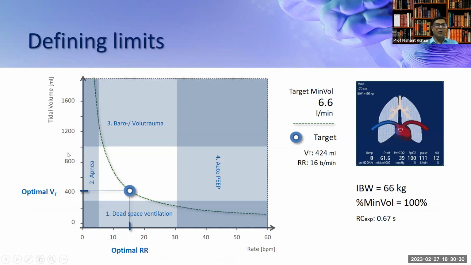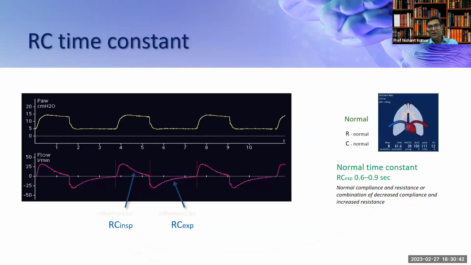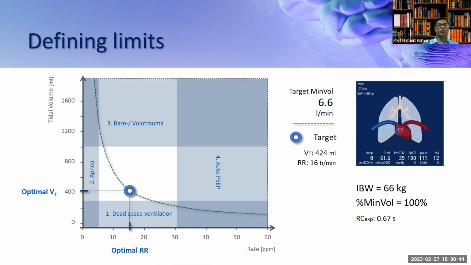So how does it define the limits? As I said, it calculates the expiratory RC, and 0.6 to 0.9 seconds are the limits that we had shown here. 0.6 to 0.9 seconds is the goal, right? If the cursor goes in this region, this will be dead space ventilation. If it goes into this region, it will be apnea. If it goes higher up, that might cause barotrauma or volutrauma. If it goes here, that means exhalation is not being completed.